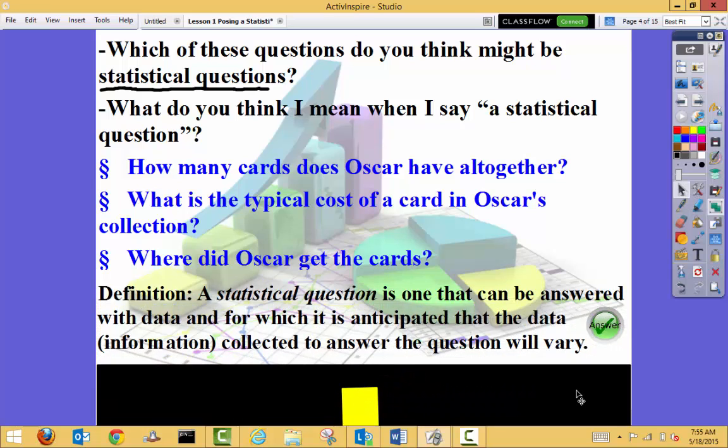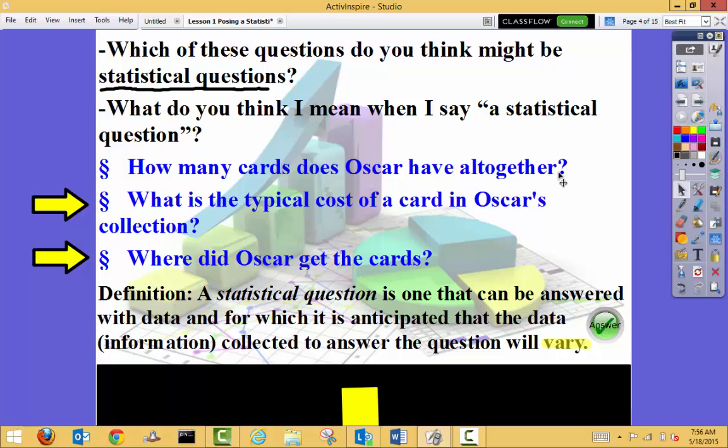Well, my definition is, a statistical question is one that can be answered with data and for which it is anticipated or expected that the data collected to answer the question will vary. That means I'm not asking a question where I only get one answer. I have to be able to ask a question where I get more than one possible response. So that is what I mean by a statistical question. And my answers are these two: what is the typical cost of a card in Oscar's collection, and where did he get these cards?